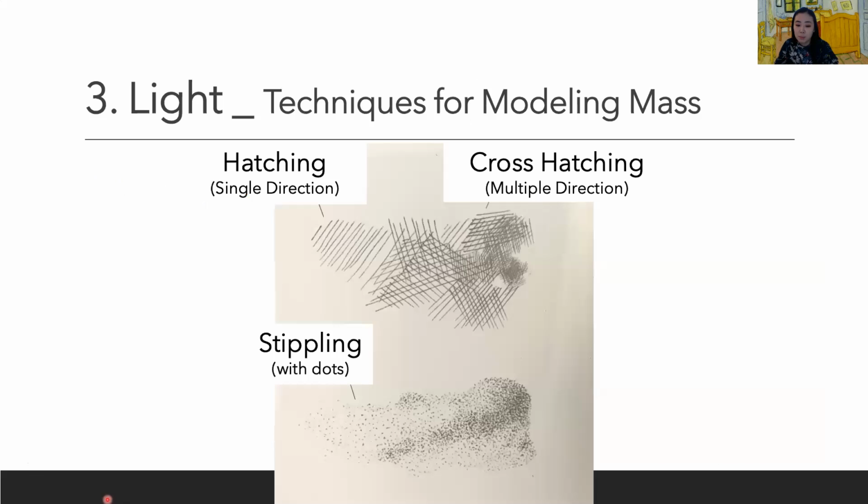So for doing perfect modeling mass, artists can use these kinds of drawing skills. Hatching with a single direction, cross hatching with multiple direction drawing lines, and stippling with dots drawing. And sometimes artists can make modeling mass with the smudge technique.